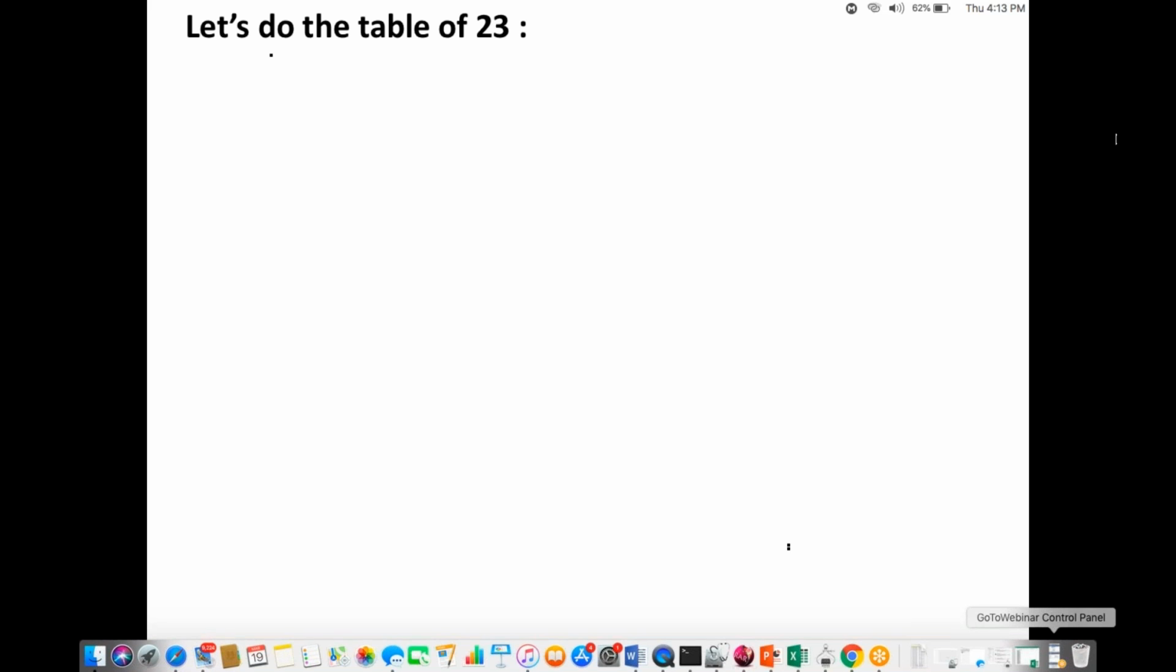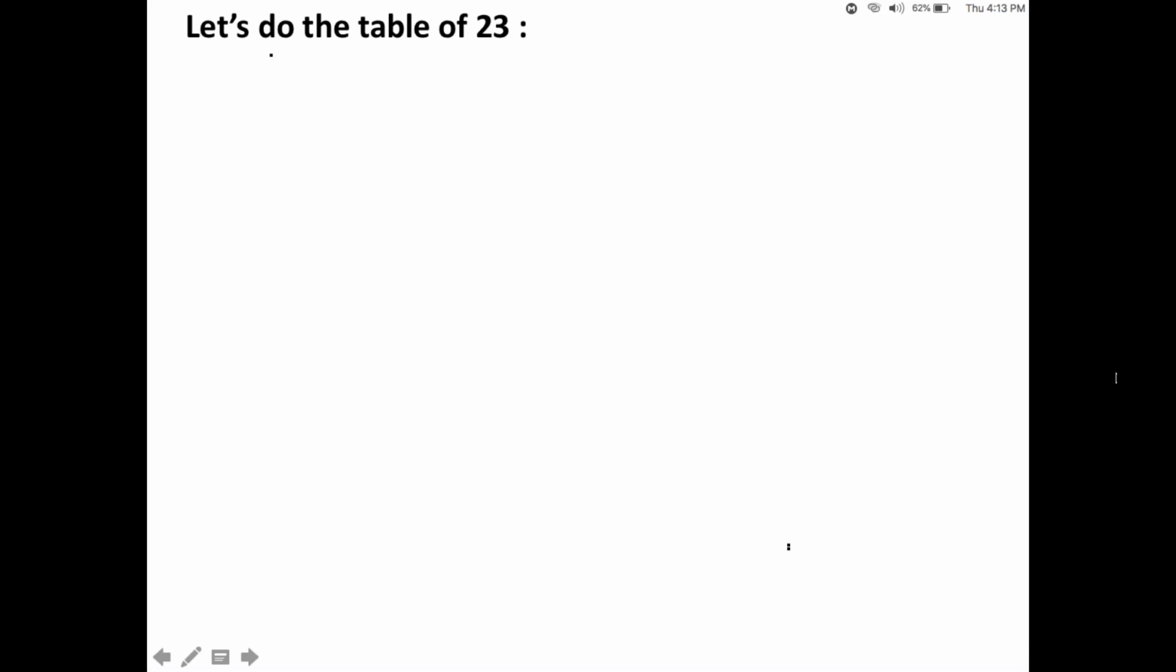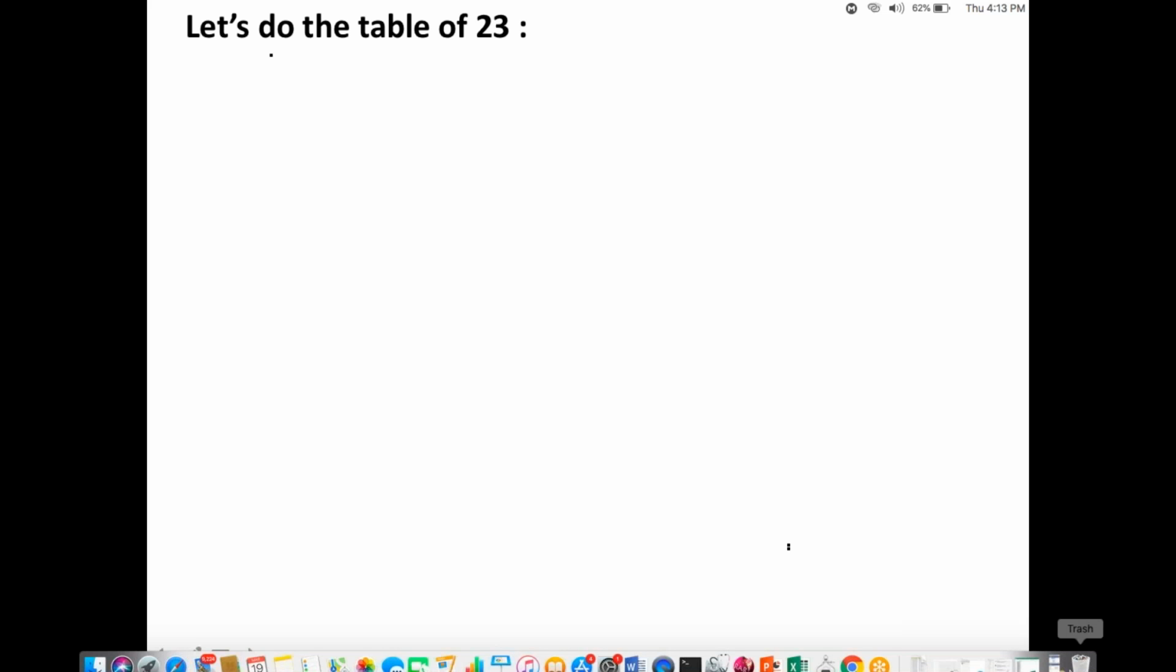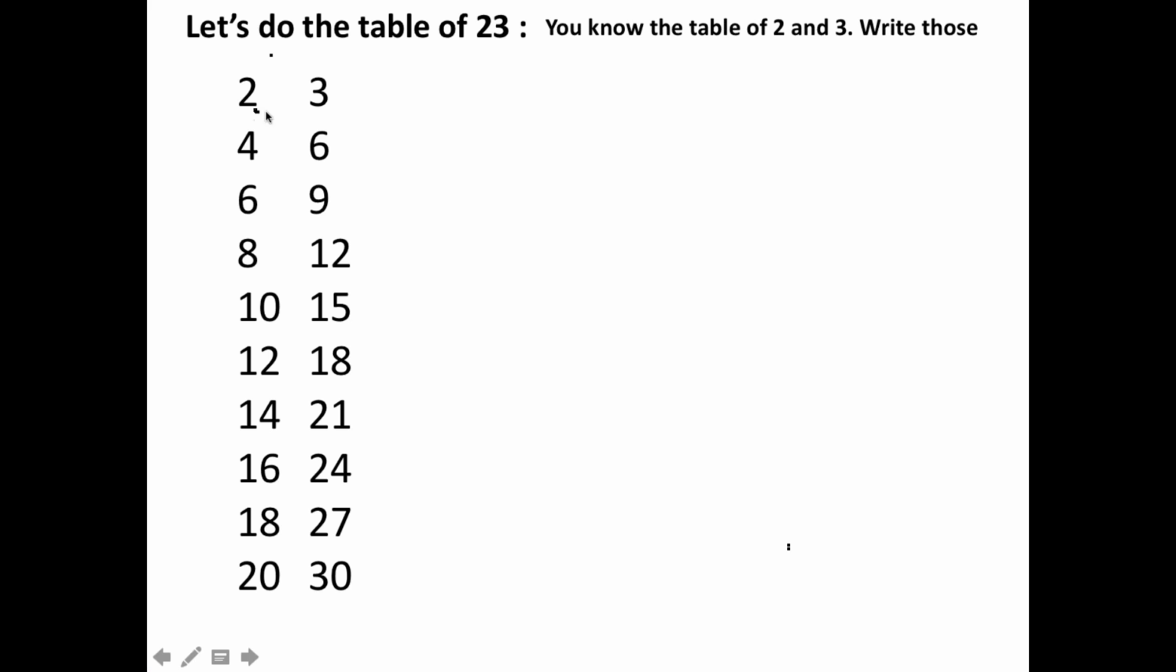Now, for the rest of you, since these people said that they know how to solve the tables, let's do the table of 23. How to do table of 23? We'll see one by one. You know the table of 2 and 3, right? You need to write those tables one by one. I've written these tables. You see table of 2 written. You see a table of 3 written. So 2, 4, 6, 8, 10, 12, 14, 16, 18, 20, and 3's table, right? Now, how does it give me the table of 23? Let's see.